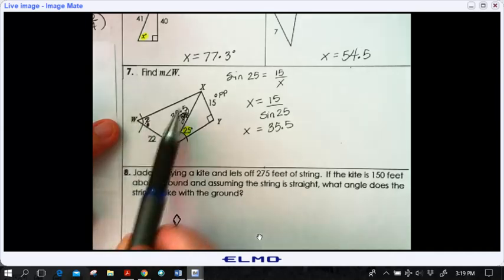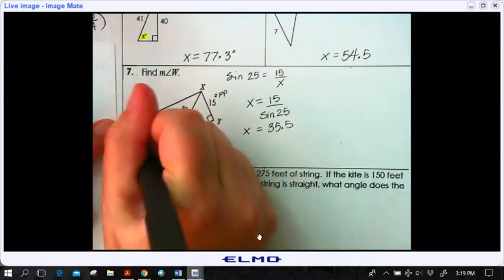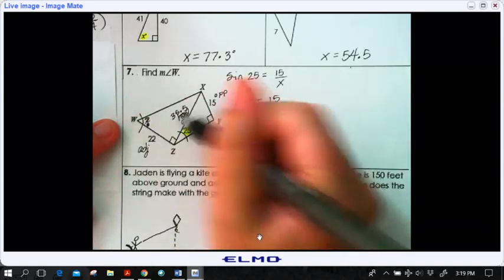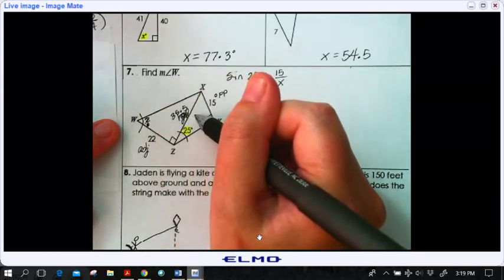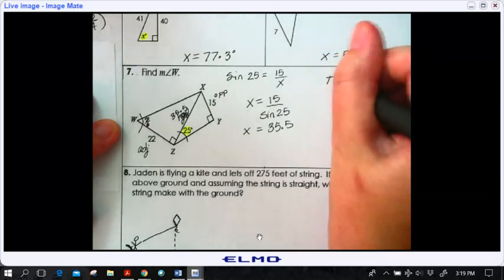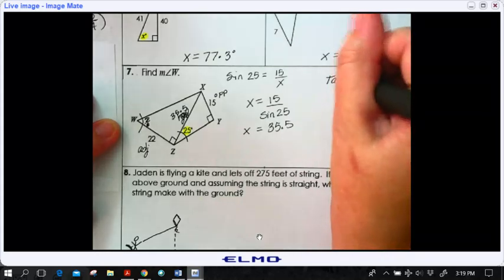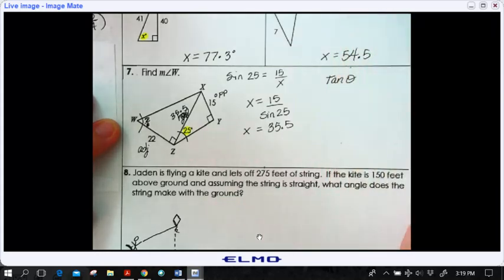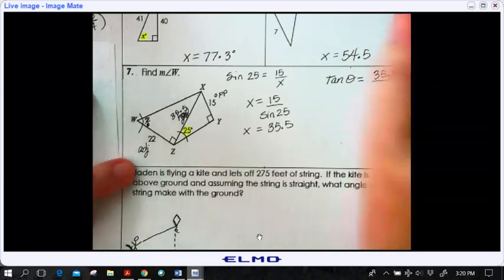So in this triangle, I know that 22 is adjacent to W. And I know that 35.5 is opposite W. So I know opposite and adjacent. What uses opposite and adjacent? That is the tangent function. Okay, so the tangent of this missing angle that I don't know equals the opposite, so 35.5 over the adjacent, which is 22.